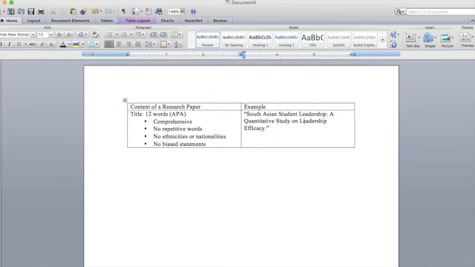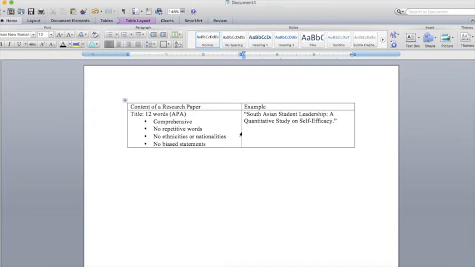Okay. No repetitive words. Okay, now we got a problem here. We have two leaderships appearing, so I'm going to change this one. South Asian student leadership, a quantitative study on self-efficacy. Okay. So now I have another big question. Is my research about leadership self-efficacy or just self-efficacy? So that is something I need to clarify in my research paper. But before that, we'll have to first work on our title. So this is the title, so I'm going to just keep it like this.